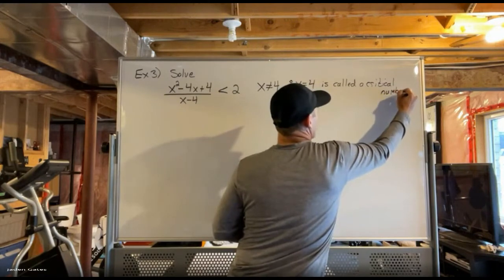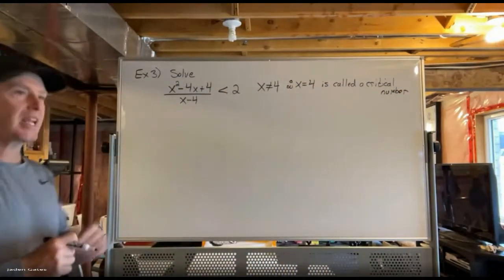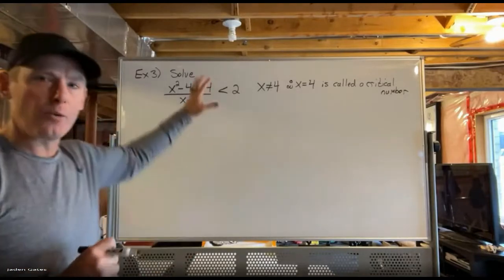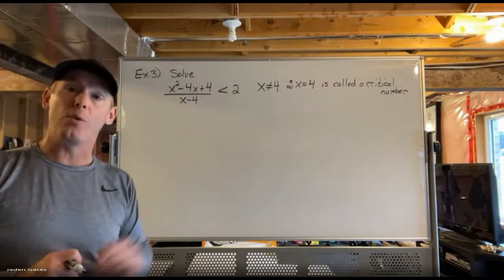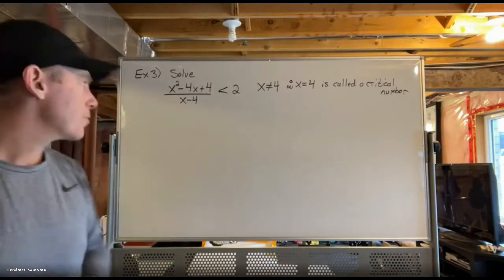Now, that's going to come in later on why we need that number. But it's going to be one of our critical numbers because, again, there's a vertical asymptote there. And so something happens there. Just like when you saw our graphs in our example 1 and 2, we had vertical asymptotes. Things changed really quick at those vertical asymptotes.